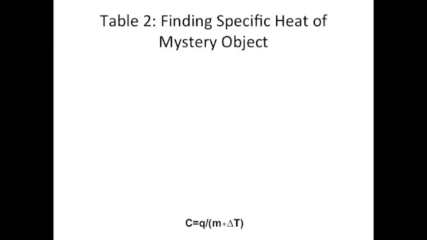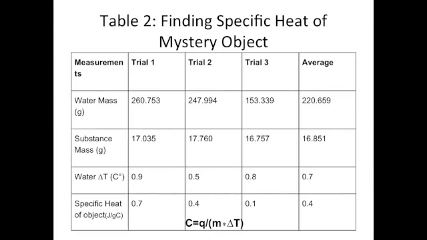By plugging in the numbers from each trial in the specific heat equation, we found the value of the specific heat per trial. So we did C equals the energy of the water divided by the product of the substance's mass and the change in temperature of the substance from 100 degrees Celsius.